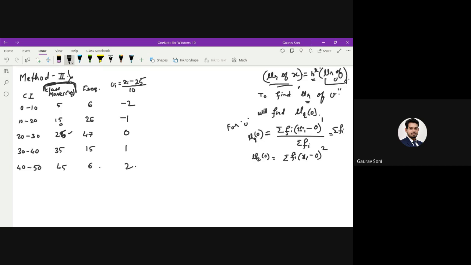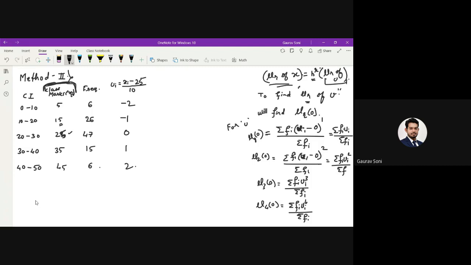In this case, sorry, I'm doing it for you. So this has to be ui minus 0, fi ui upon summation fi. So this will be summation fi ui square upon summation fi. Mu 3 of 0 will be summation fi ui cube upon summation fi. Mu 4 of 0 will be summation fi ui raised to 4 upon summation fi.